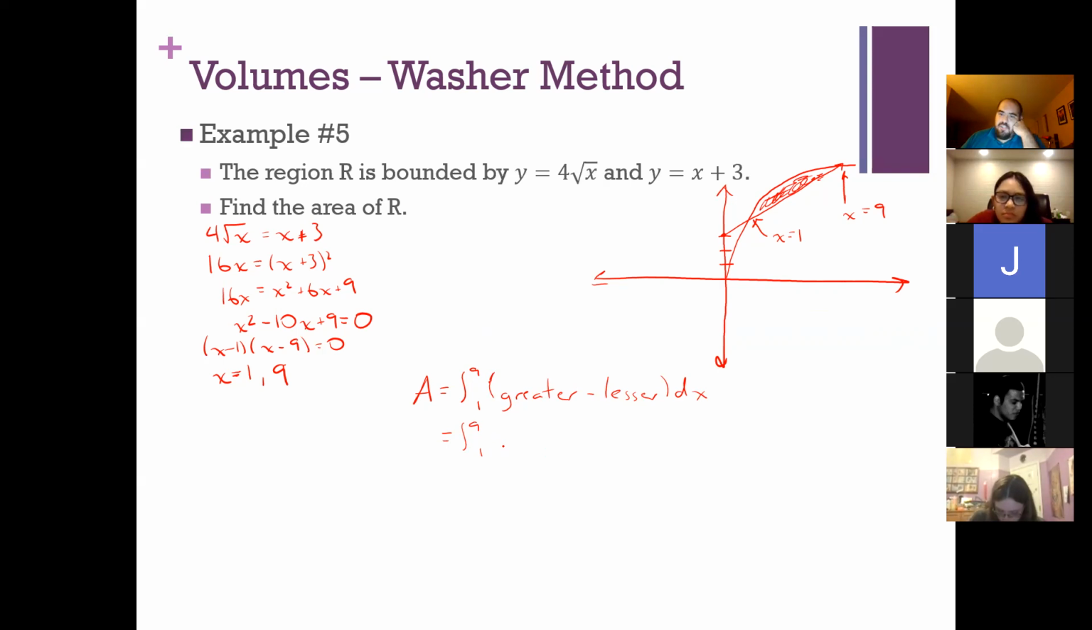Is it this square root function or the linear function? The square root function. It'll be the square root function. Which means the lesser function is x plus 3. All right, and we start integrating. So 4x to the 3 halves over 3 halves minus 1/2 x squared minus 3x.